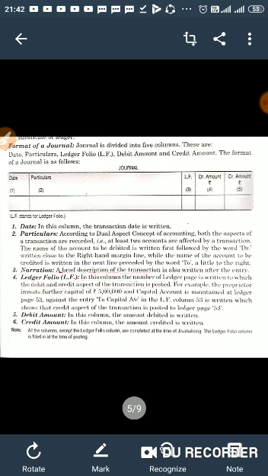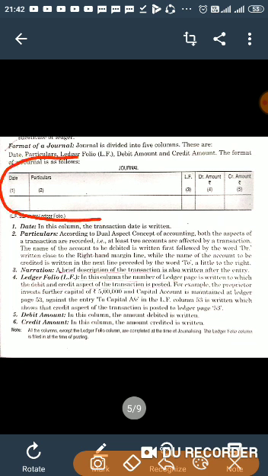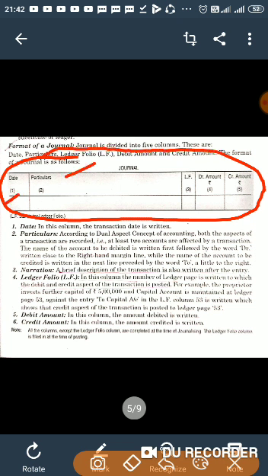Now we move to the format of journal. This is the format of journal. There are columns: date, particulars, ledger folio, debit amount, and credit amount. In the date column, you will write the date on which the business transaction takes place. In the particulars column, you will write the names of accounts which are to be debited and credited.